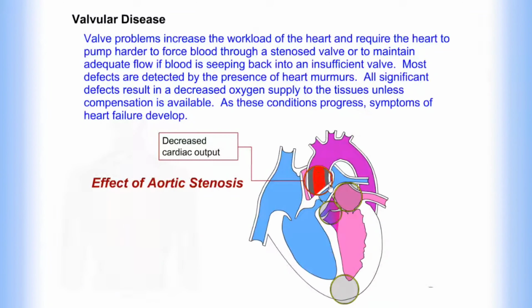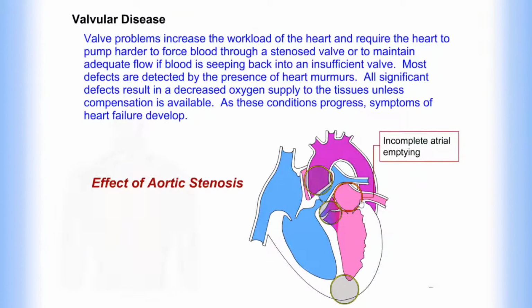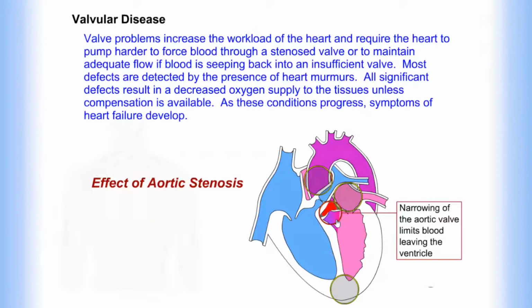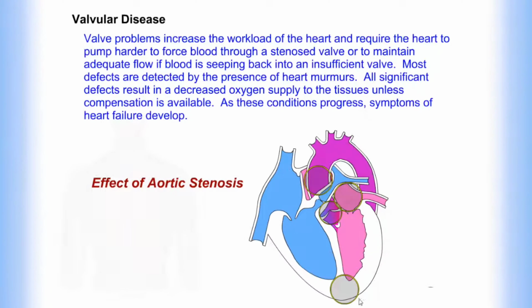Here we see decreased cardiac output, incomplete atrial emptying, narrowing of the aortic valve limits blood leaving the ventricle, and left ventricular hypertrophy.